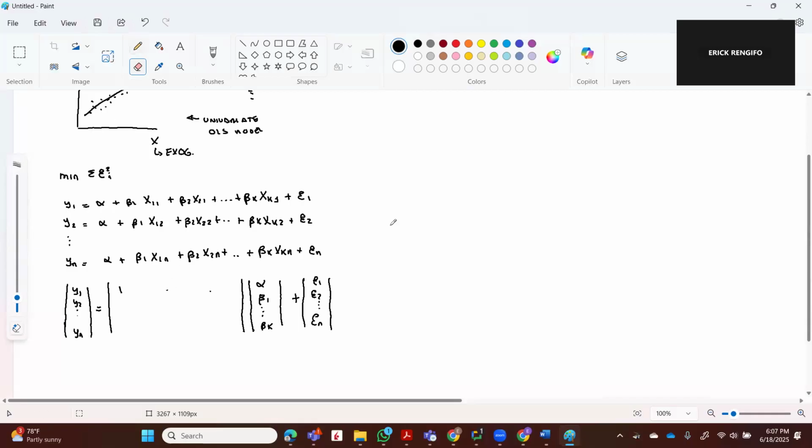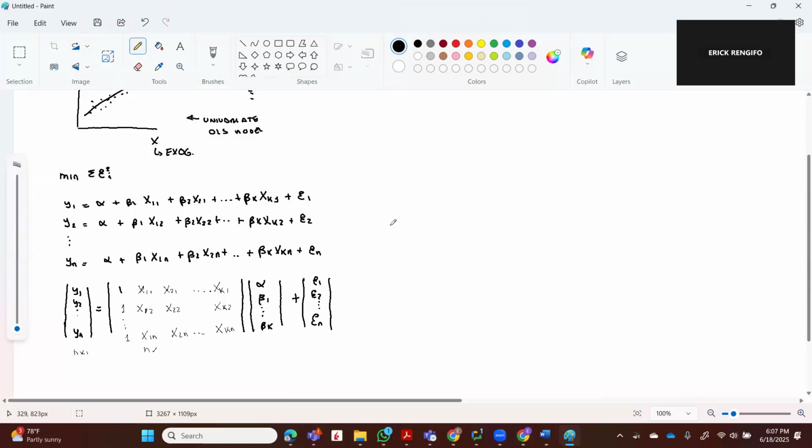This one is going to have my observations. It is variable 1 at period 1, variable 2 at period 1, variable k at period 1. Then it's going to be 1, x1 at period 2, x2 at period 2, xk at period 2. If we do this, 1, x1 at period n, x2 at period n, xk at period n. So basically this is an n times 1.